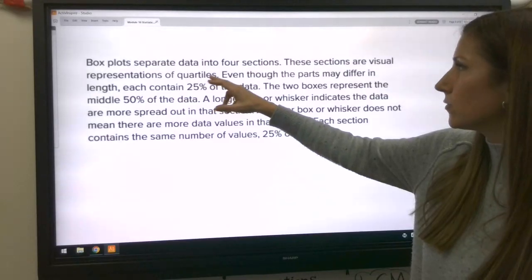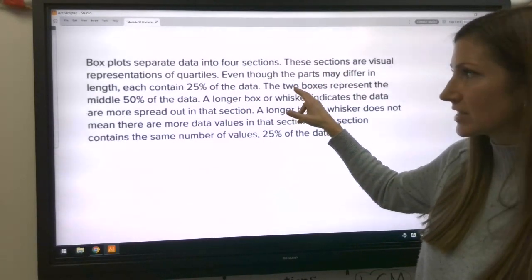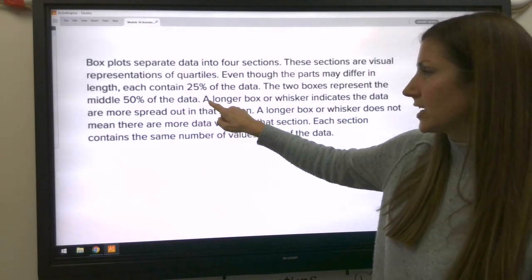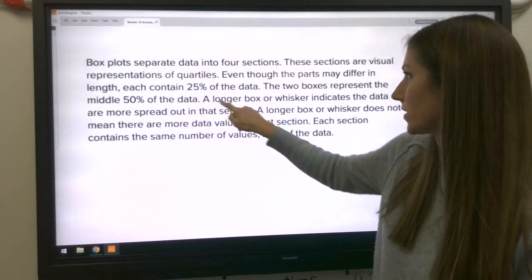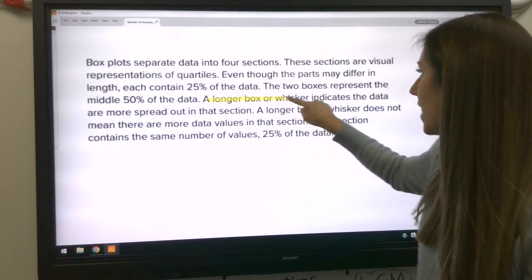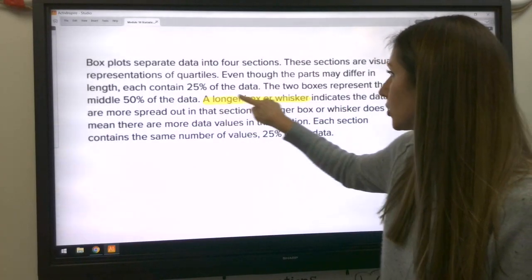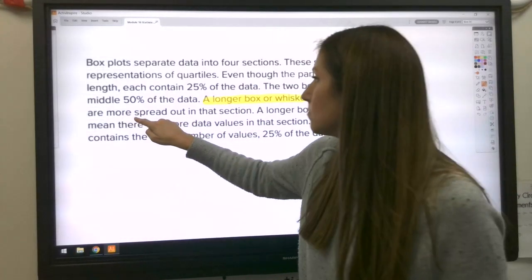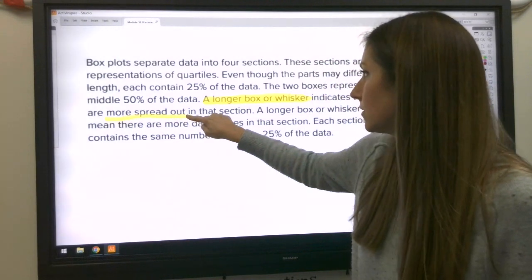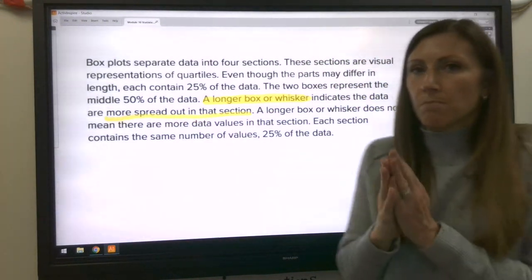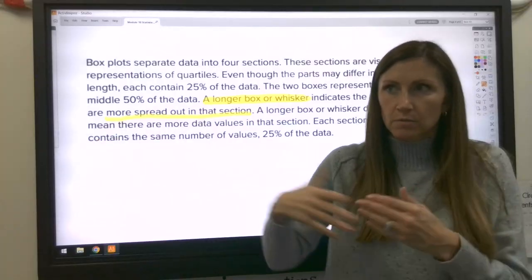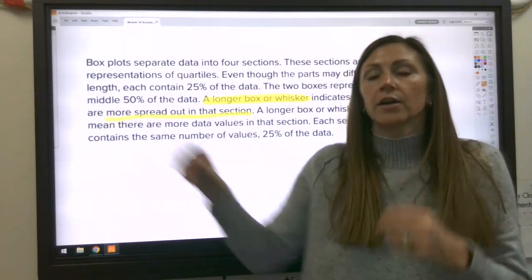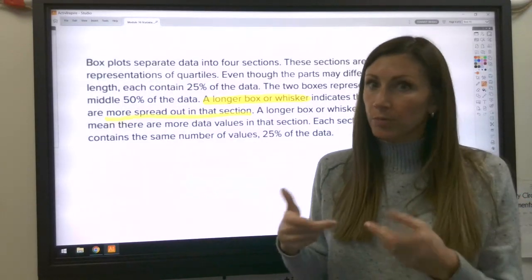So I think it's going to make more sense when we actually see an example. But if we do some quick skimming here, because I did say all of this pretty much, then we get to here, a longer box or whisker. So if a box or a whisker is longer, it indicates the data is more spread out in that section. So the box being bigger means the data is spread out. If the whisker is longer, the data is more spread out. It could be either one.